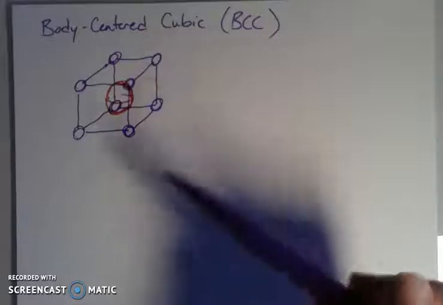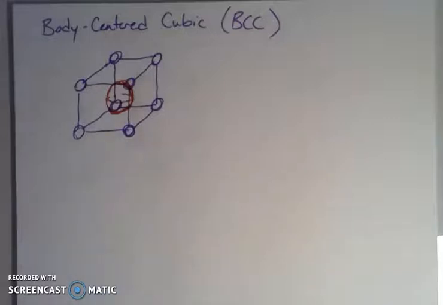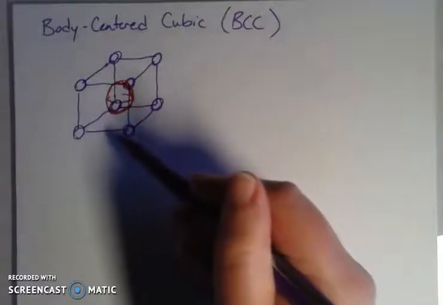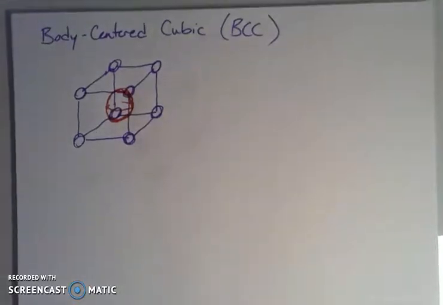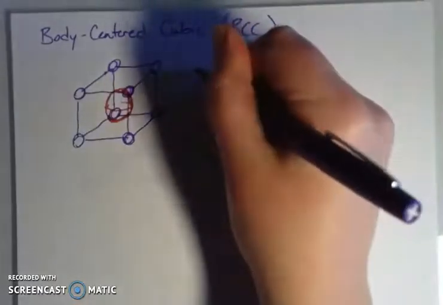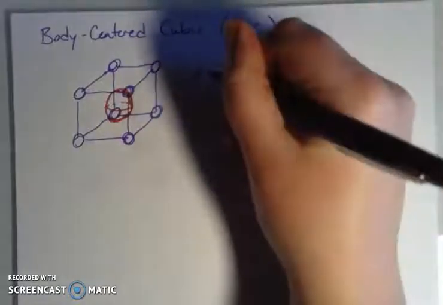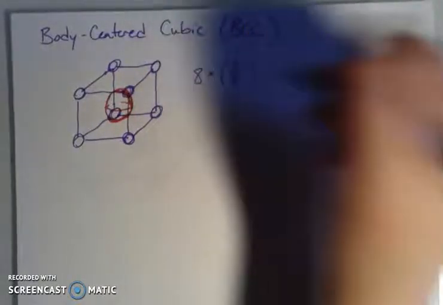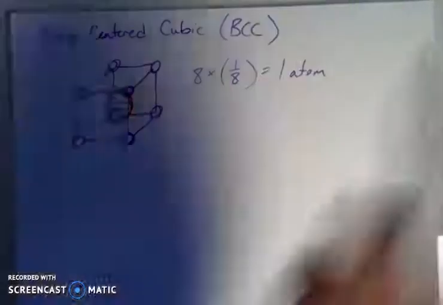Okay, so because it's cubic, my a, b, and c are all equal to each other, because it's a cube, and my alpha, beta, and gamma angles are all 90 degrees. And now if I asked how many atoms are in this body-centered cubic unit cell, then we would say, well, we have these ones in the corner. There's 8 corners, 1, 2, 3, 4, 5, 6, 7, 8. And each of those atoms is 1/8 of an atom. So that gives me 1 atom from the corners.